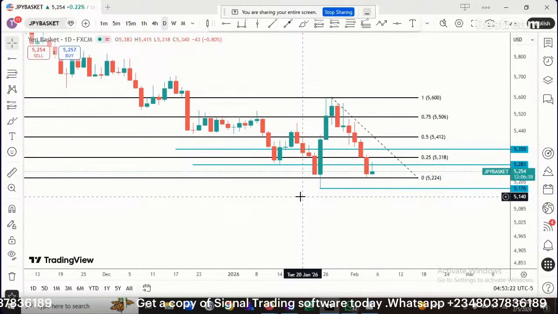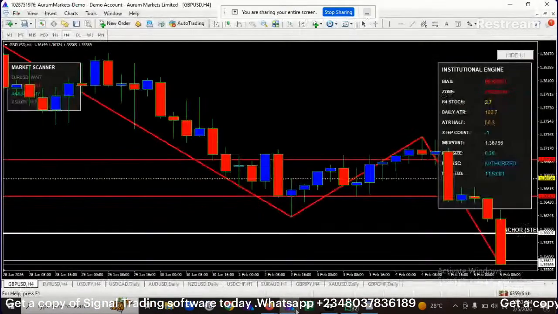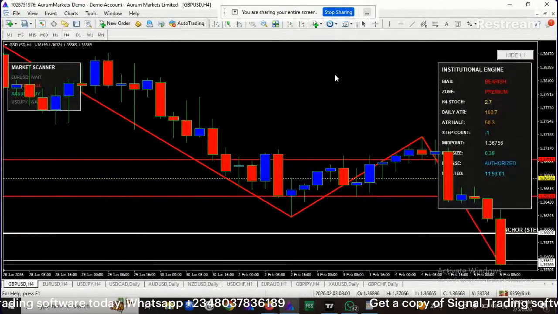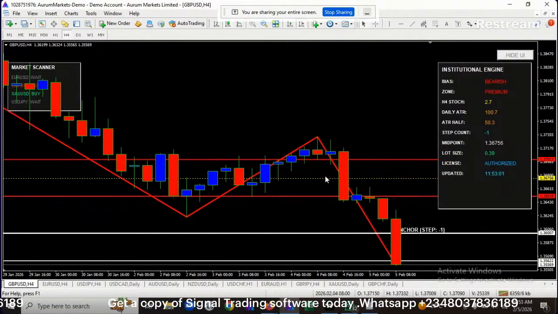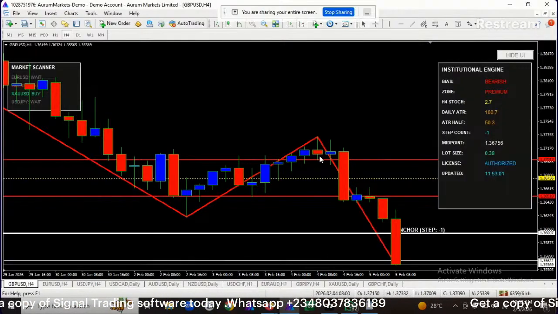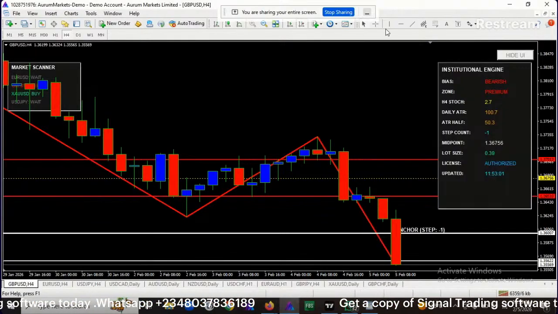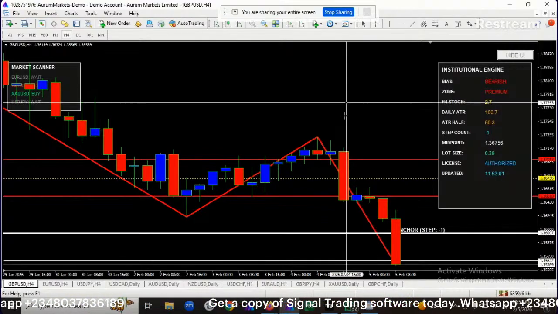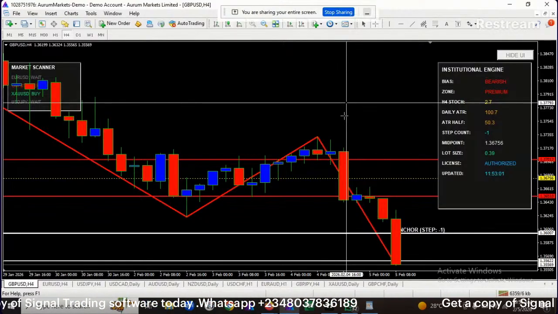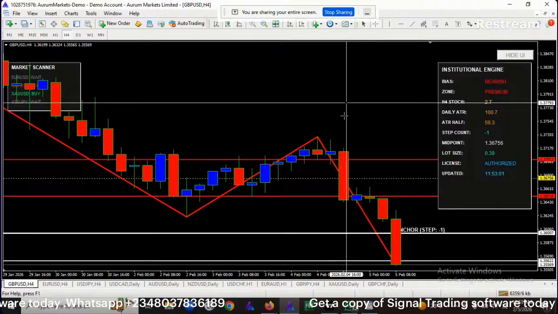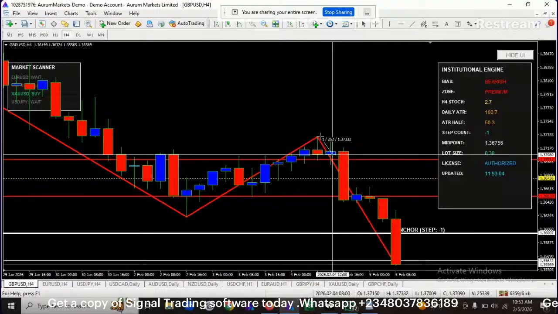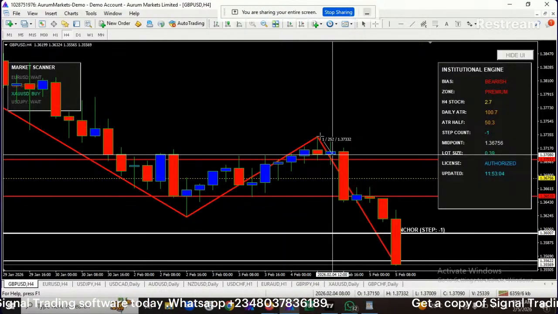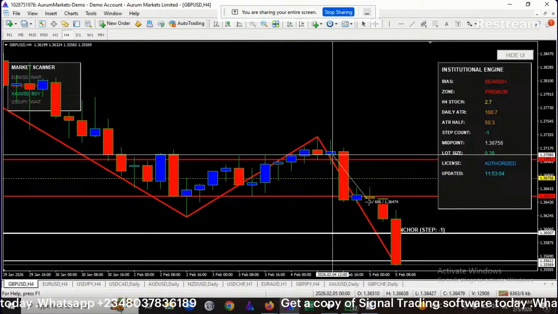Okay, so back to the chart. Like I said, this is not the right time to sell GU. The right time to sell GU is this. This was the right time to sell GU. So if you don't have a trade on GU, please don't sell right now. You should have entered sell.